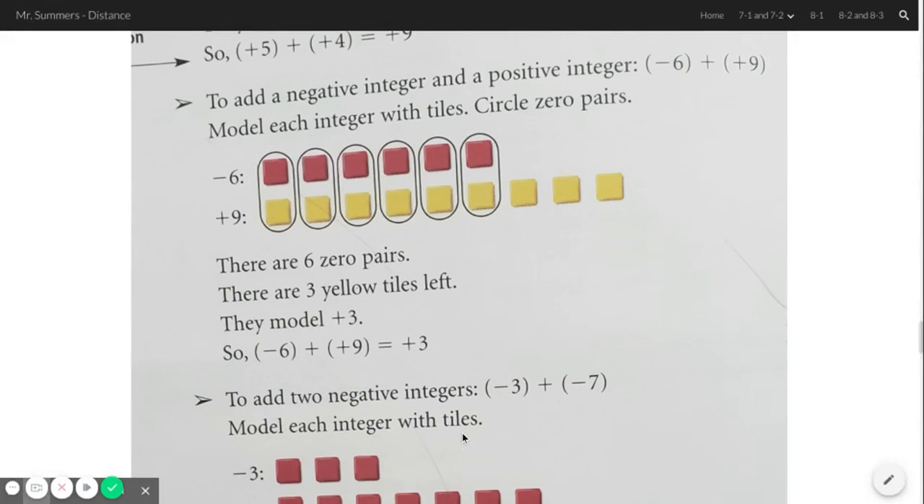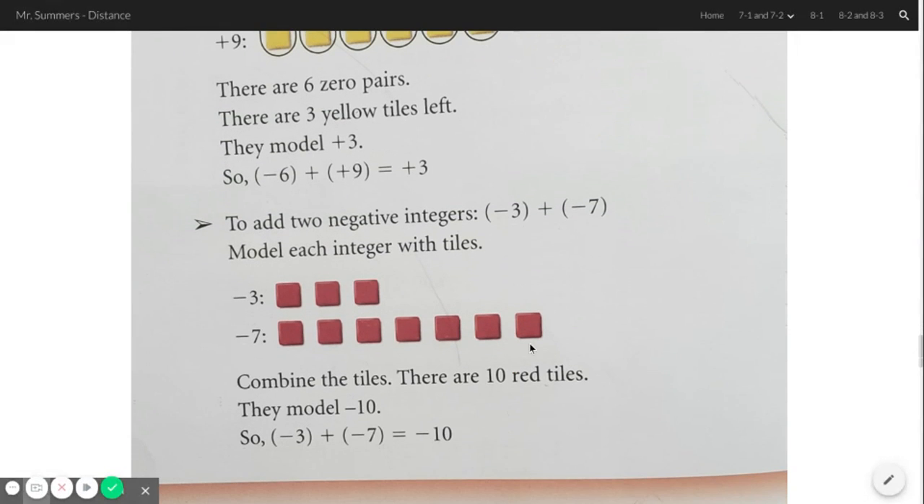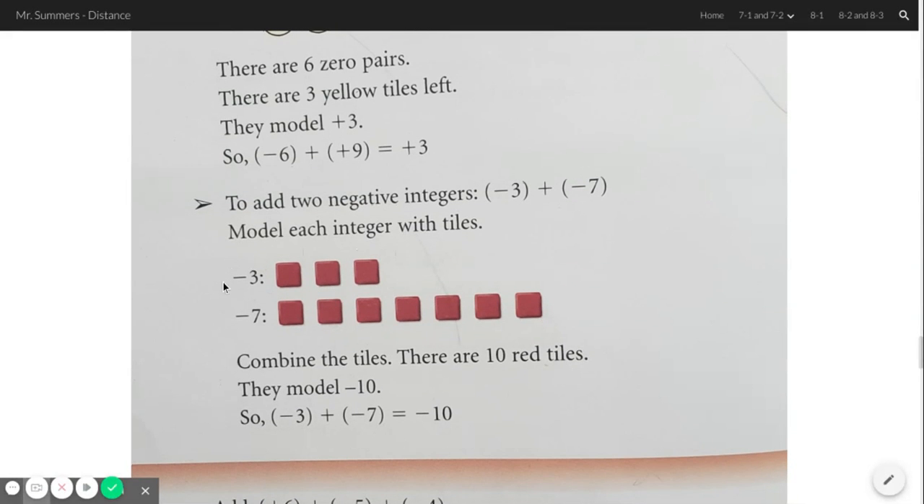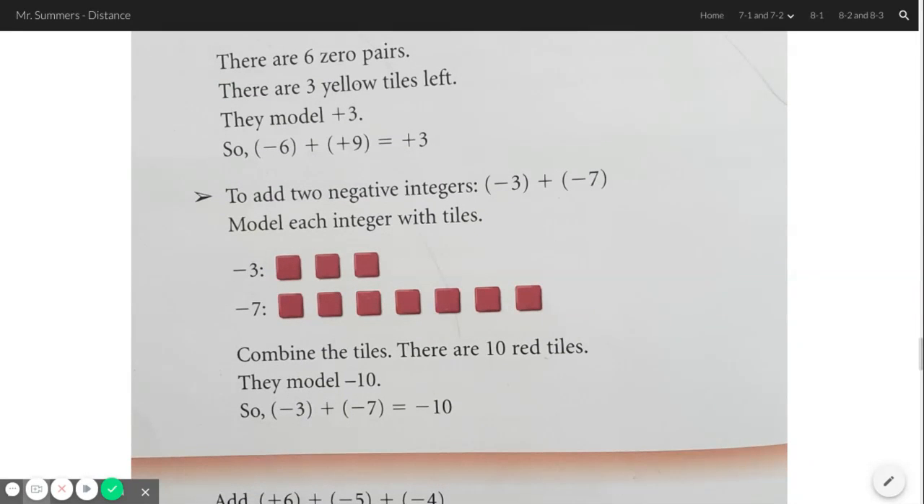Now, adding two negative integers, again, if we go back to what we talked about with these tiles, it looks like this. Well, we have -3, and we're going to add more negative numbers. We're going to add 7 more red tiles. So after that, how many red tiles do we have? If we add them together, there are 10 red tiles. Okay, so this is what you're going to show right here.